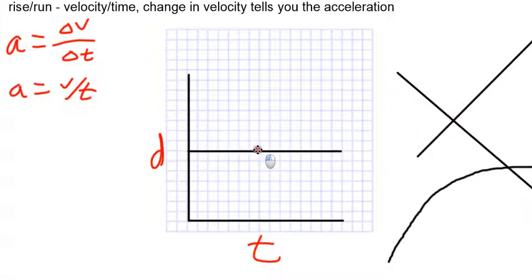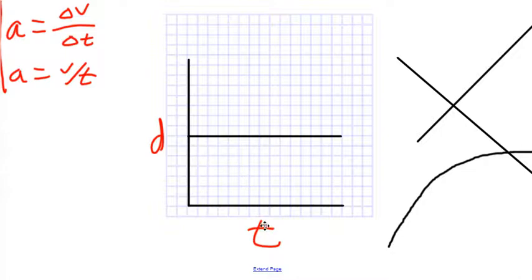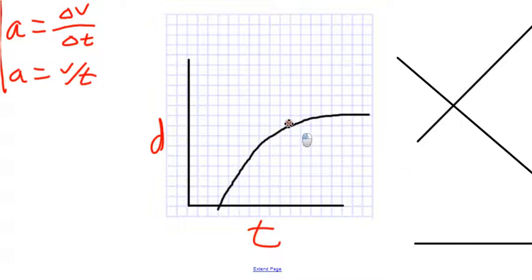The second to last one is going to be the horizontal line. We've talked about this. In this case, if we have a dt graph, the position over time remains constant, and the slope is 0, which means the velocity is 0 in this case. Remember, change in displacement over time is equal to velocity. If your displacement isn't changing over time, your velocity is 0. That's your slope.